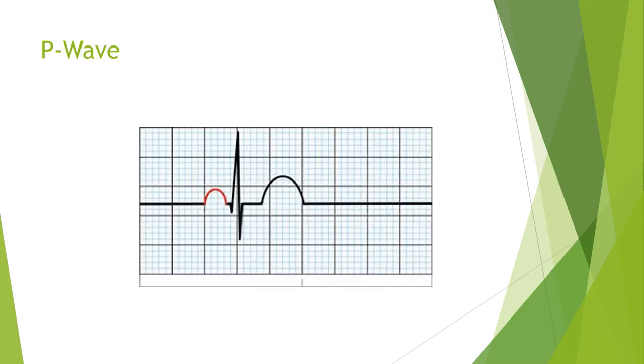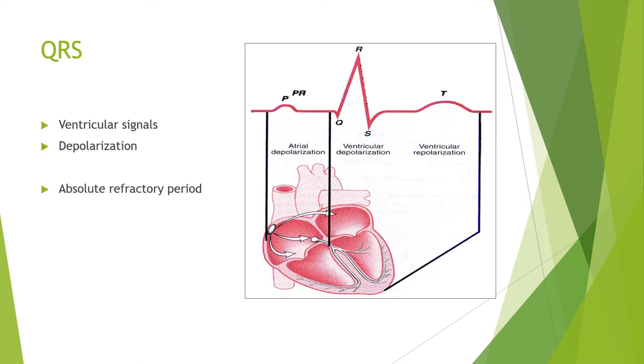So the P wave, this is the electrical impulse that is traveling through the atria. It is that very first little blip on our electrical tracing. The QRS is the movement of electrical impulses through the lower chambers of the heart, or the ventricles. It can be wide or it can be narrow, but most of the time it is the widest part of the entire EKG tracing.